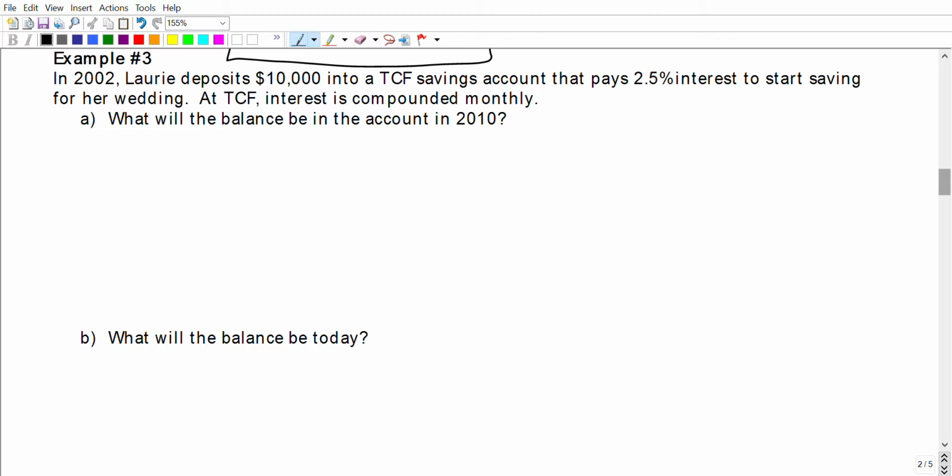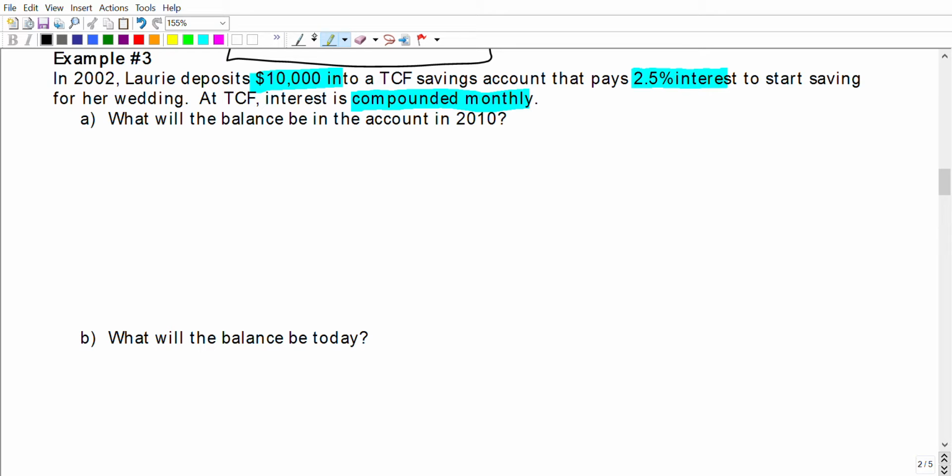All right, again, let's highlight a few key things here. So as we're reading this, we can identify and derive what we need. So it says in 2002, Lori deposits $10,000 into a TCF savings account that pays 2.5% interest to start saving for her wedding. At TCF, interest is compounded monthly. What will the balance be in the account in 2010?